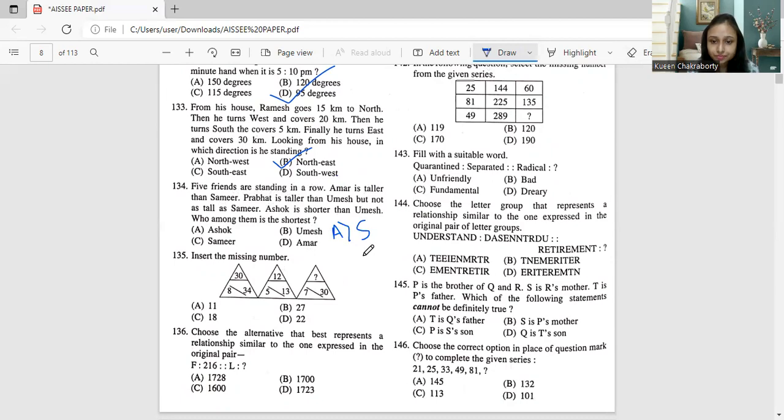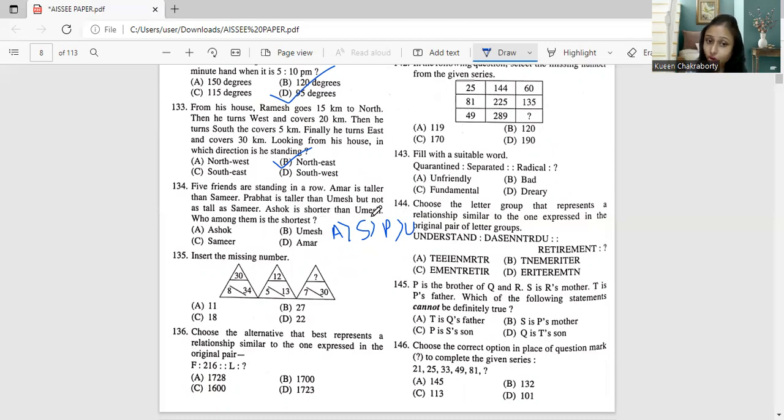Prabhat is taller than Umesh, but not as tall as Samir. Okay, that means Samir is taller. So Samir is taller than Prabhat, and then Prabhat is taller than Umesh. Right, that is what the question says. Prabhat is greater than Umesh, but not as tall as Samir, so Prabhat is lesser in height than Samir.